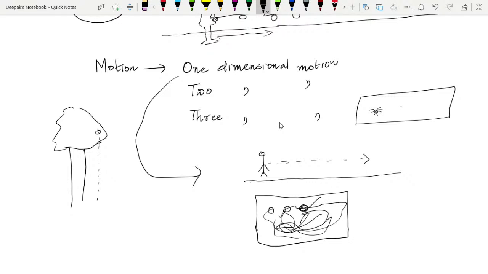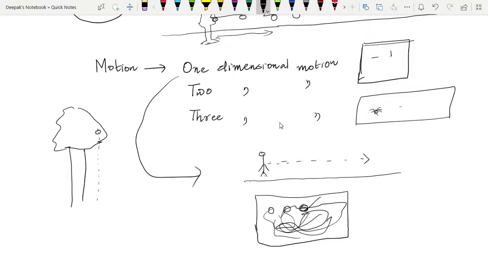And three dimensional motion can be an aeroplane flying above the ground. A bird flying can be three dimensional motion. A mosquito moving around can be three dimensional motion, understand?